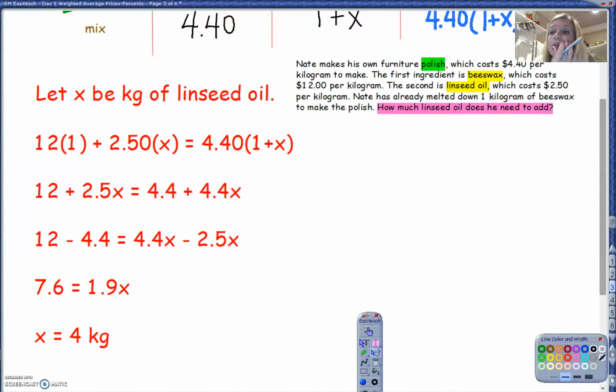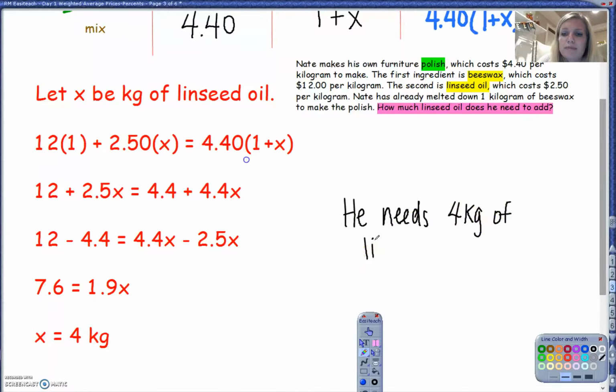Now, it's a word problem, so we have to remember our 4 steps. First one, let statement. Second one, write an equation. Third one, solve your equation. Fourth one, write the sentence. So our sentence here should answer, how much linseed oil does he need? He needs 4 kilograms of linseed oil.